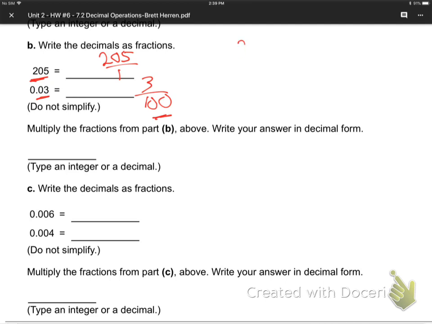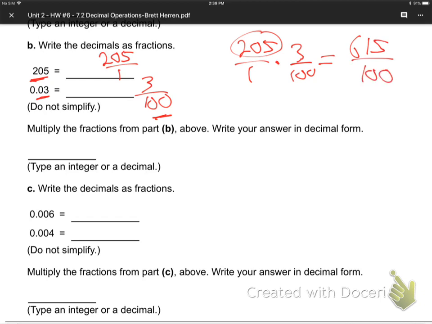All right, now let's multiply them. 205 over 1 times 3 over 100. It's going to be 3 times 205. 3 times 2 is 6. 3 times 5 is 15. 1 times 100 is 100. And then how do you change that back to a decimal? Two places. 6.15. Yeah, 6.15 is the decimal answer.